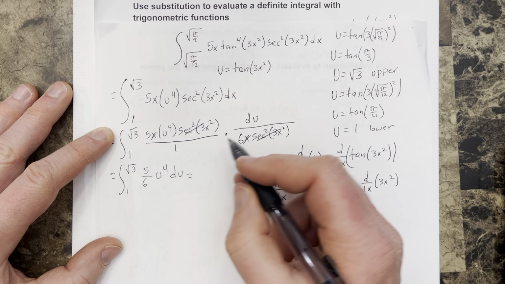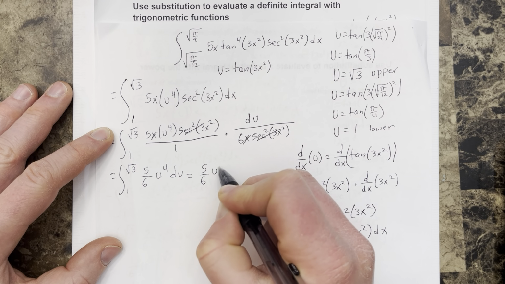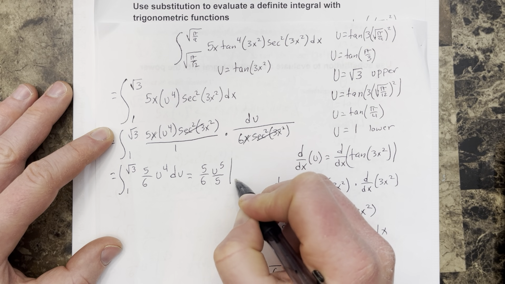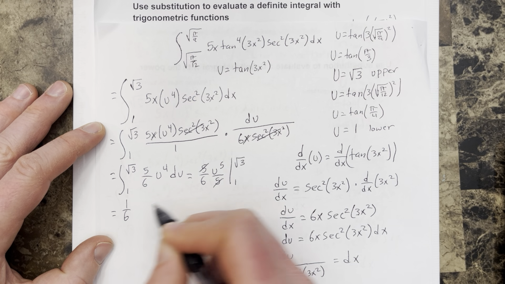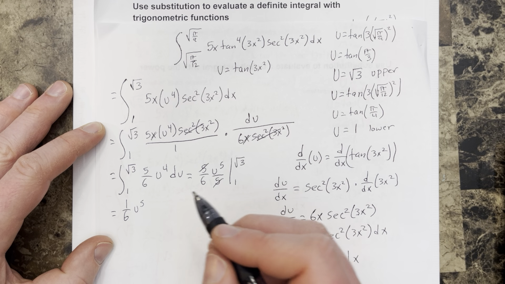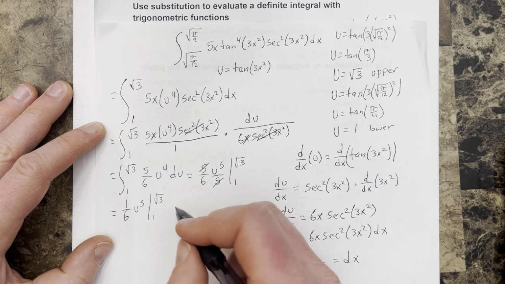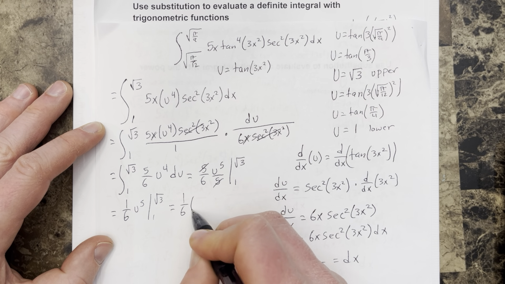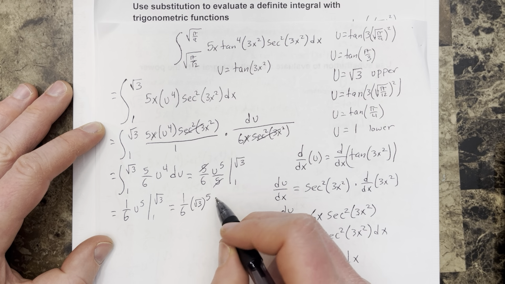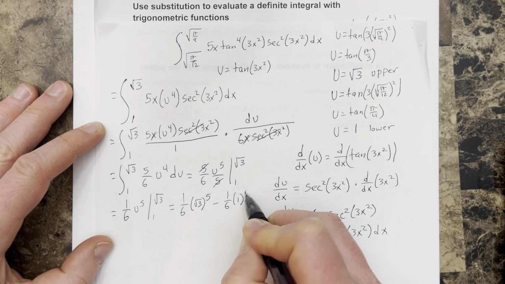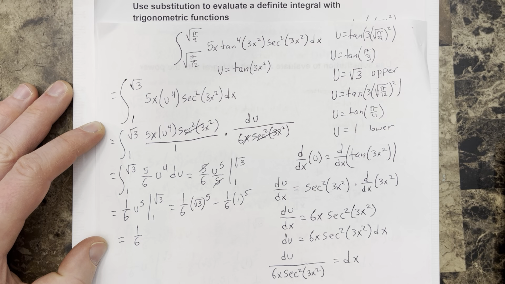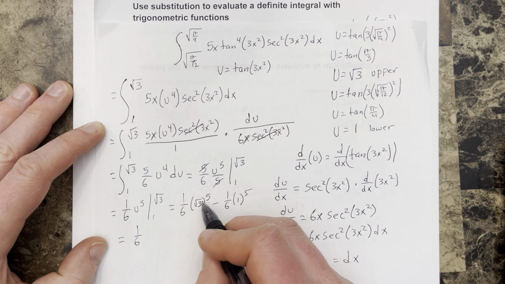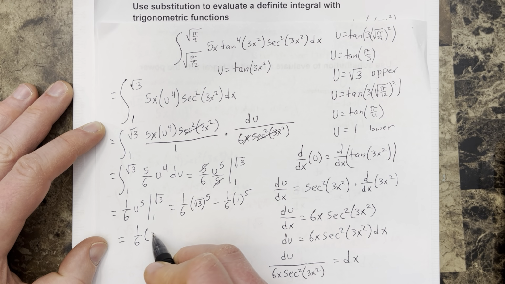I find the antiderivative of this, and I get 5/6 u to the fifth over 5, and I'm going to evaluate that from 1 to root 3. The 5's cancel, and I get 1/6 u to the 5th, evaluated from 1 to root 3. I start substituting, so I get 1/6 root 3 to the 5th minus 1/6 of 1 to the 5th. So I end up with 1/6. If I switch these exponents, I'm going to put the 1/2 outside and the 5 on the inside. So I get 1/6 of 3 to the 5th to the 1/2 power minus 1/6.